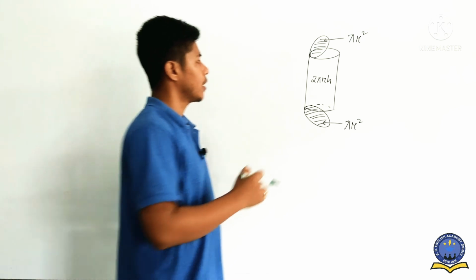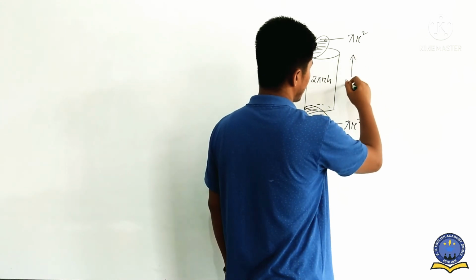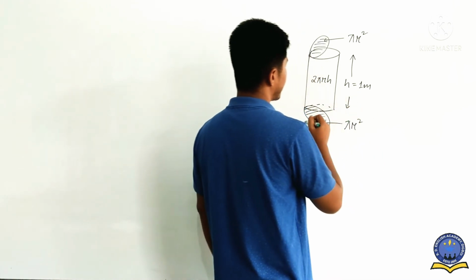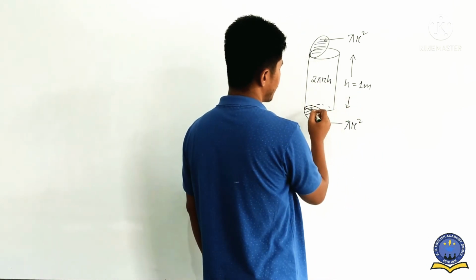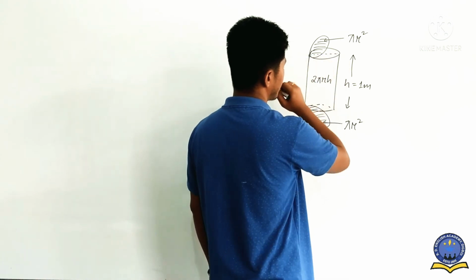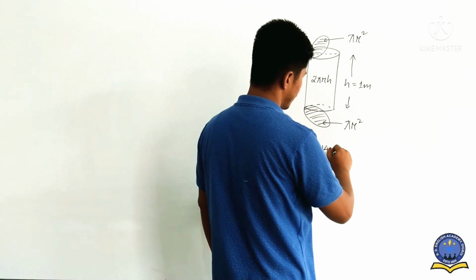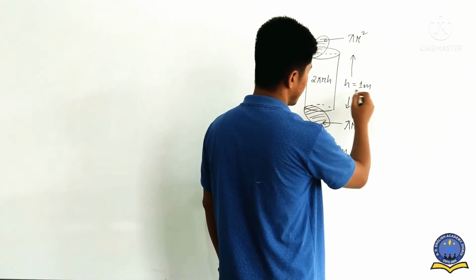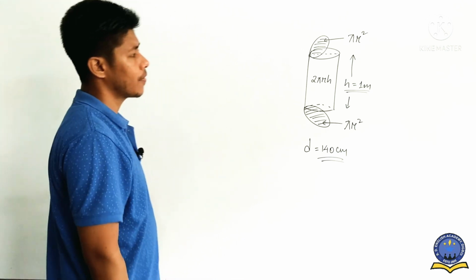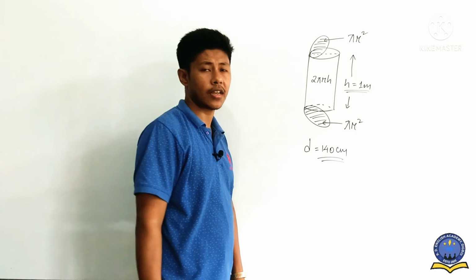So for this, first of all, what is given? The height is given, 1 meter. And the base diameter is given, 140 centimeters. So you see here the units are not the same. Height is given 1 meter and the diameter is given 140 centimeters.